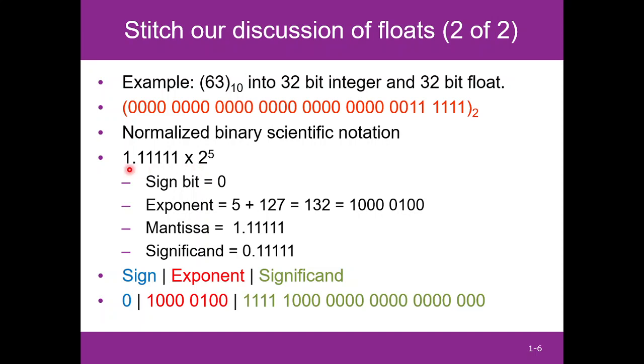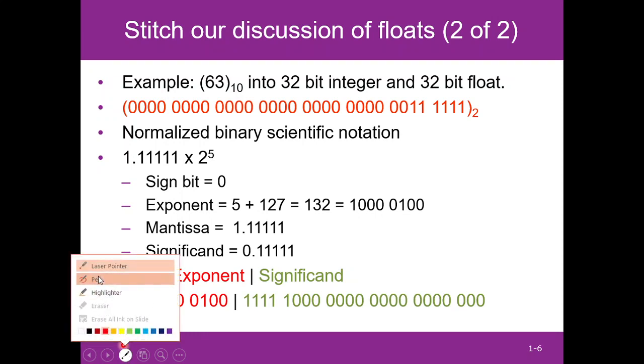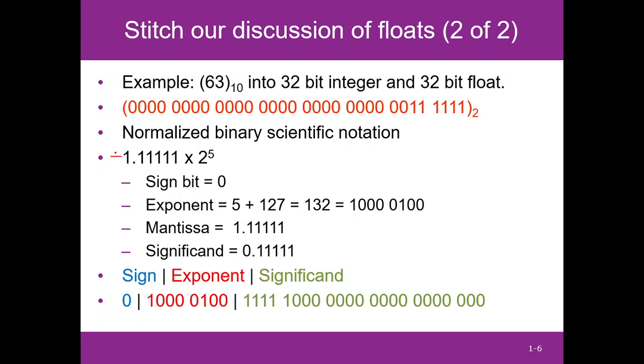Now here we have two types of sign information. One is the sign of this number. So 63 is a positive number. Here we have a positive sign. We do not have a negative sign here. So this is a positive number. This is one sign information that we need to store. And the other sign information is the sign of the exponent. Right now we have the exponent as 5, which is positive. We need to somehow store this sign information in some way.